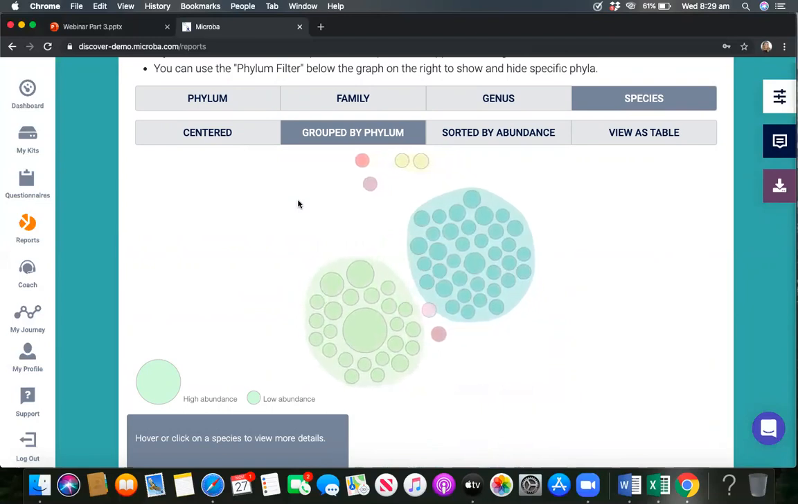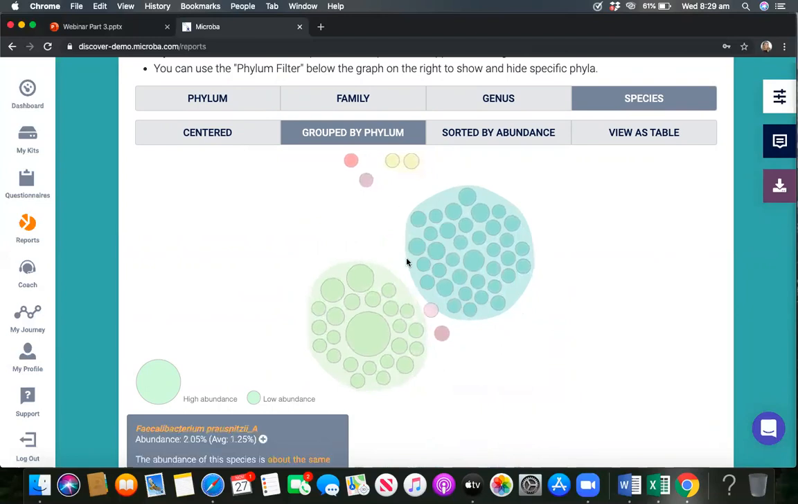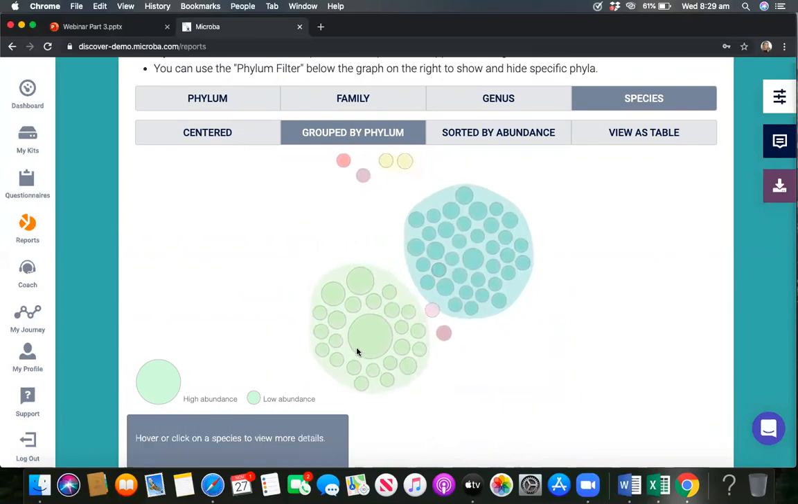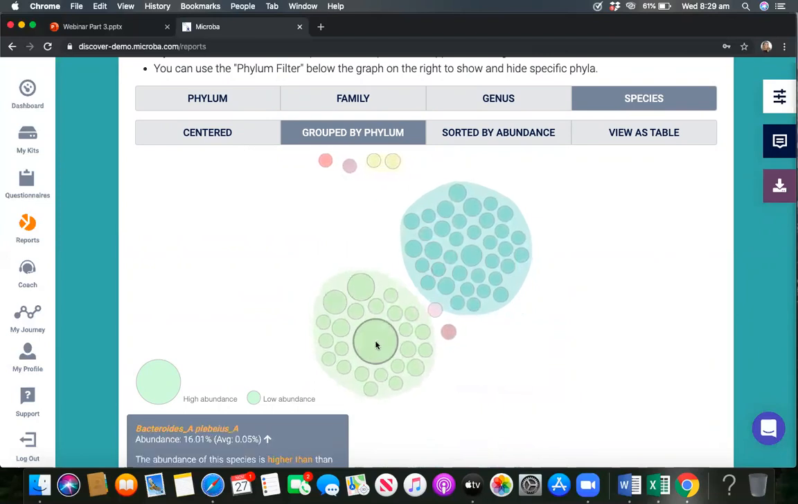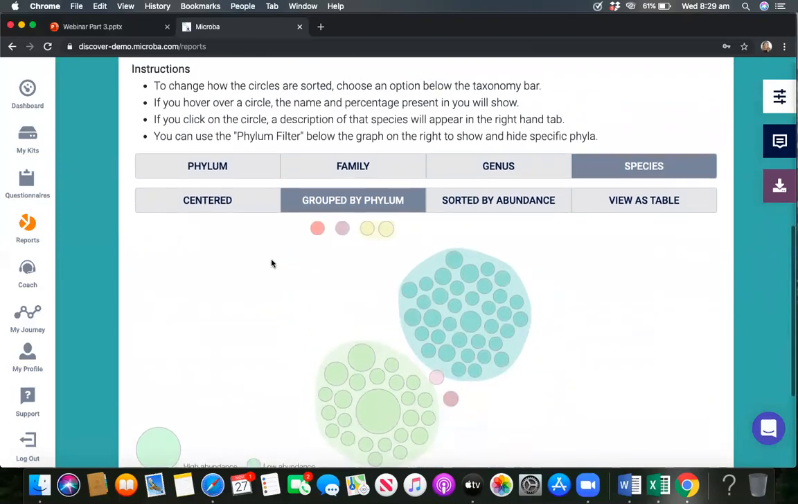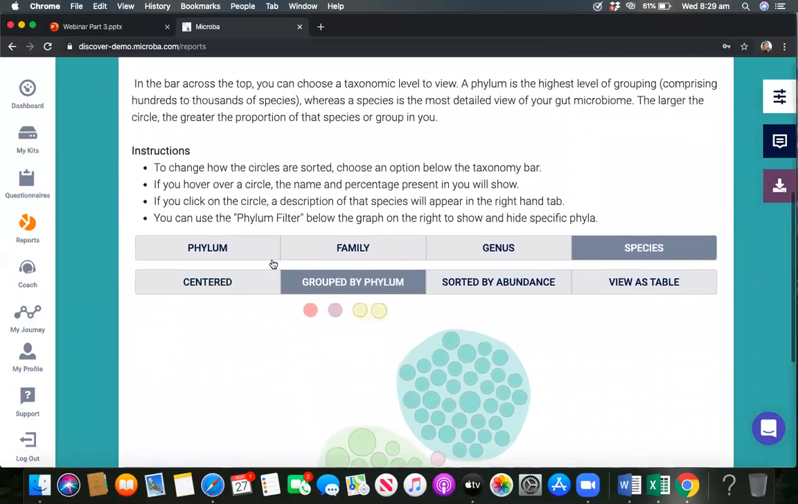So you can see that he has actually a fairly good number, so I would say an average number of species, but there are some that are a little bit higher in their dominance, and you can tell that by the size of the circle. So that's the bubble plot that shows diversity in a different way.